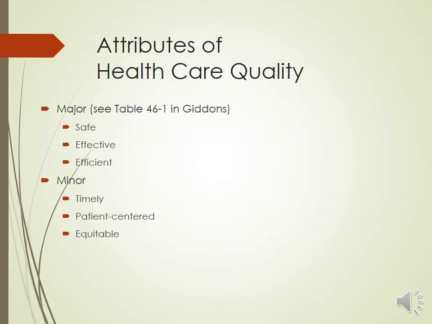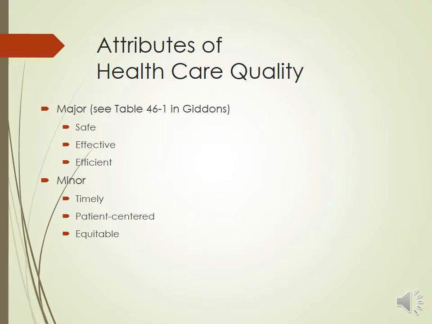Finally, efficient care means that transitions are coordinated and seamless, that we monitor costs, we minimize lengths of stay, and we work well with the least amount of resources to get us to our quality indicators. You can refer to Table 46-1 in Giddens for a more descriptive view of the major attributes.